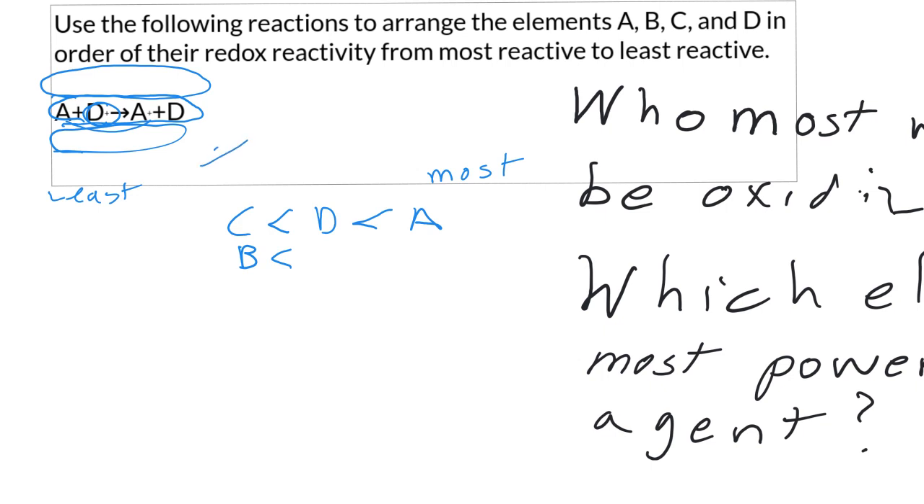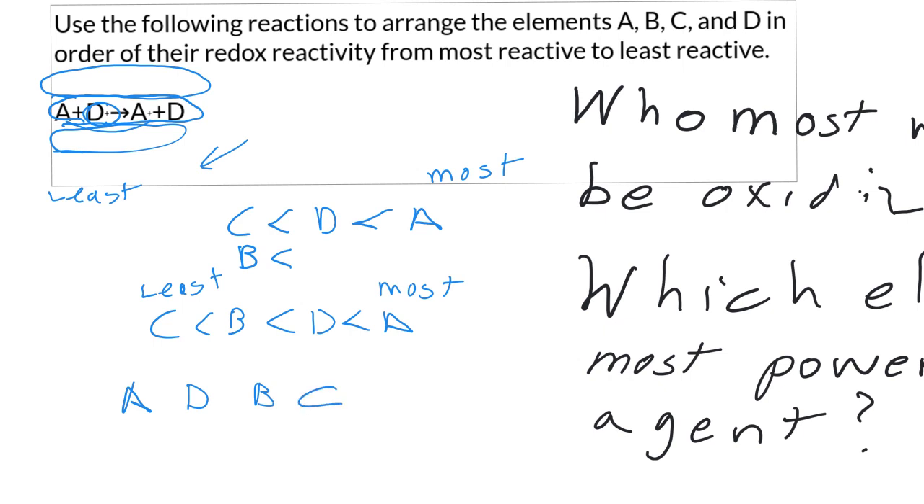So that's where our last reaction comes in. And we see that B is reducing C. So B has to be stronger than C. Now, your book wants it the opposite way. So A, D, B, C.